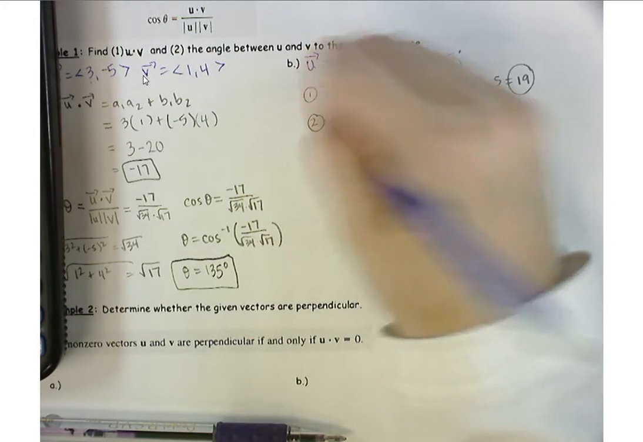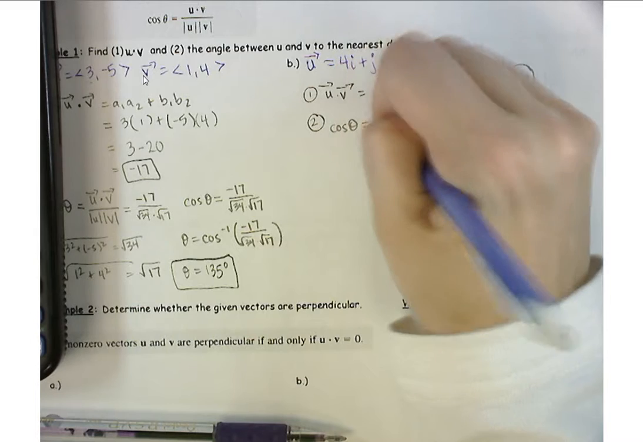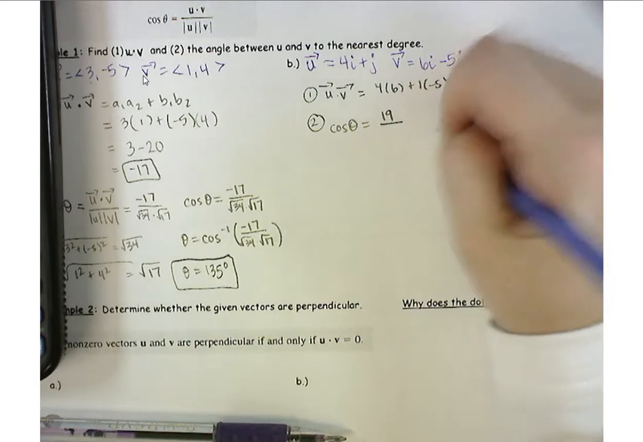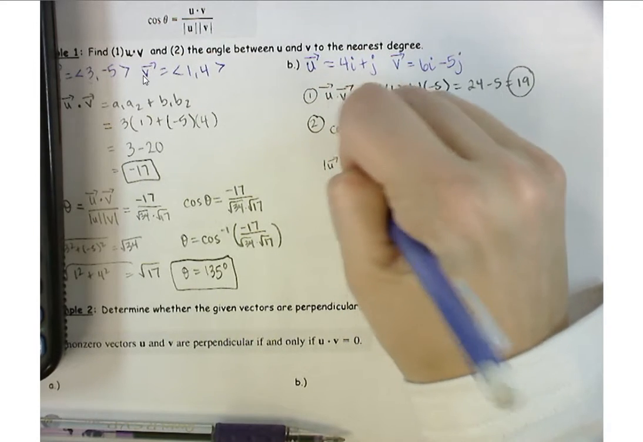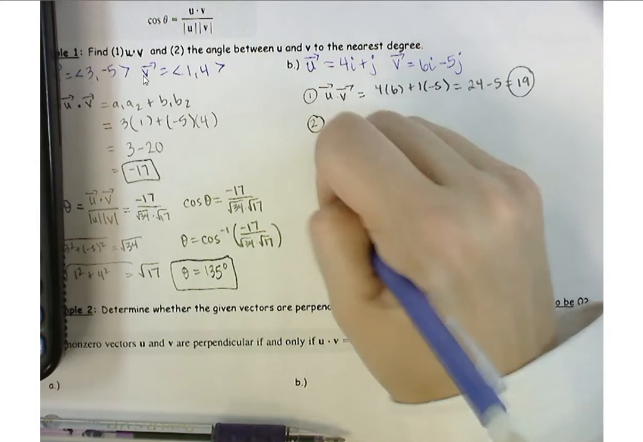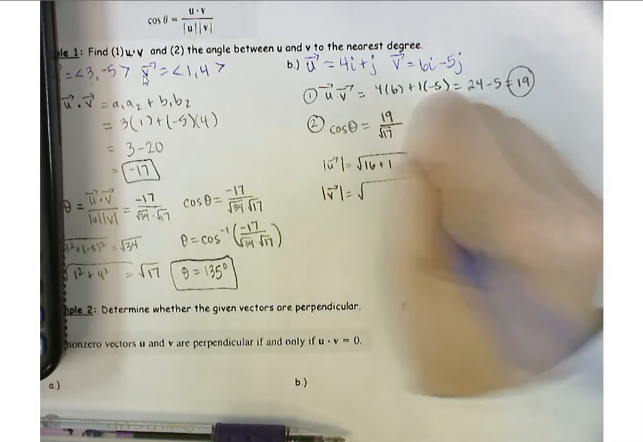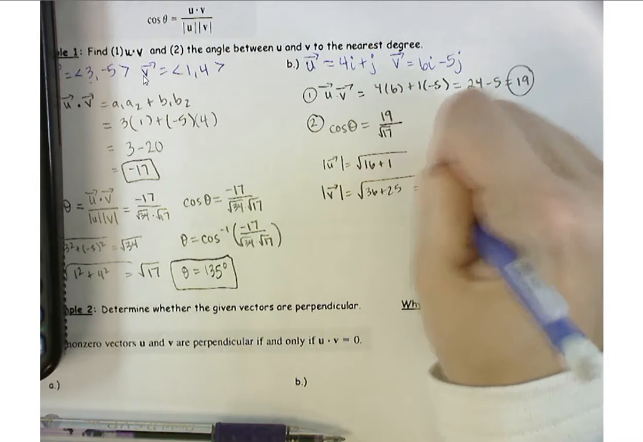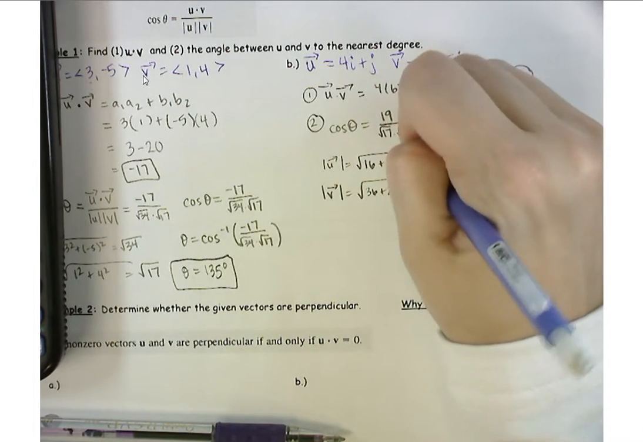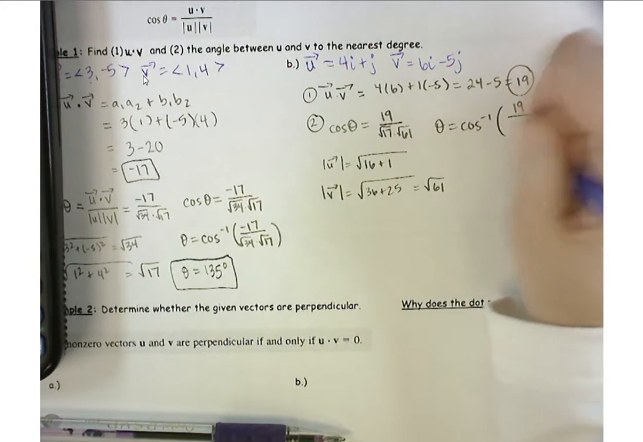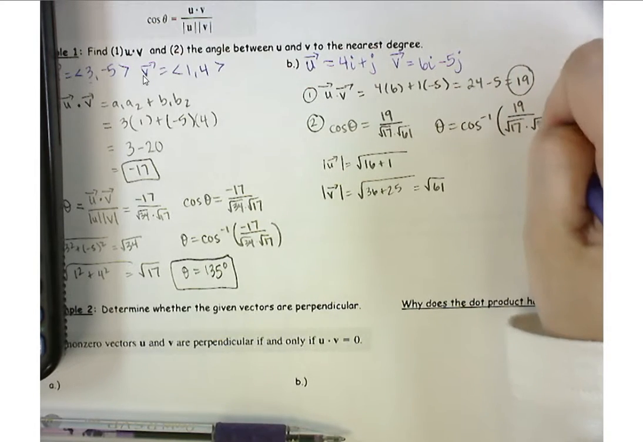For step 2, you're doing the cosine of theta equals, and then 19 is on top. And then for u, when you find the magnitude, it's the square root of 4 squared plus 1 squared, so it's root 17. And then for v, it's the square root of 6 squared, which is 36, plus 25, which is going to be the square root of 61. So then when you're finding theta, you're doing the cosine inverse of 19 over root 17 times root 61.